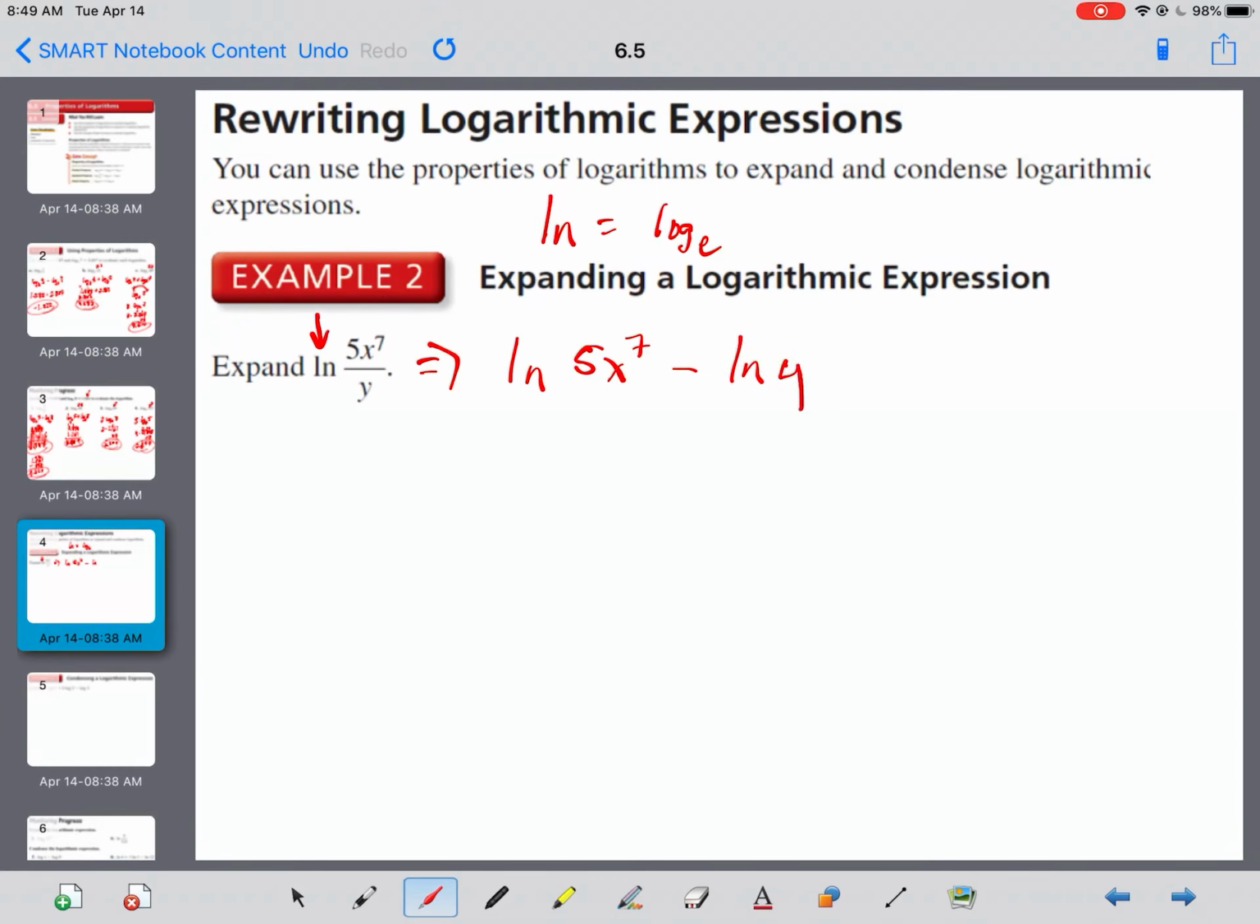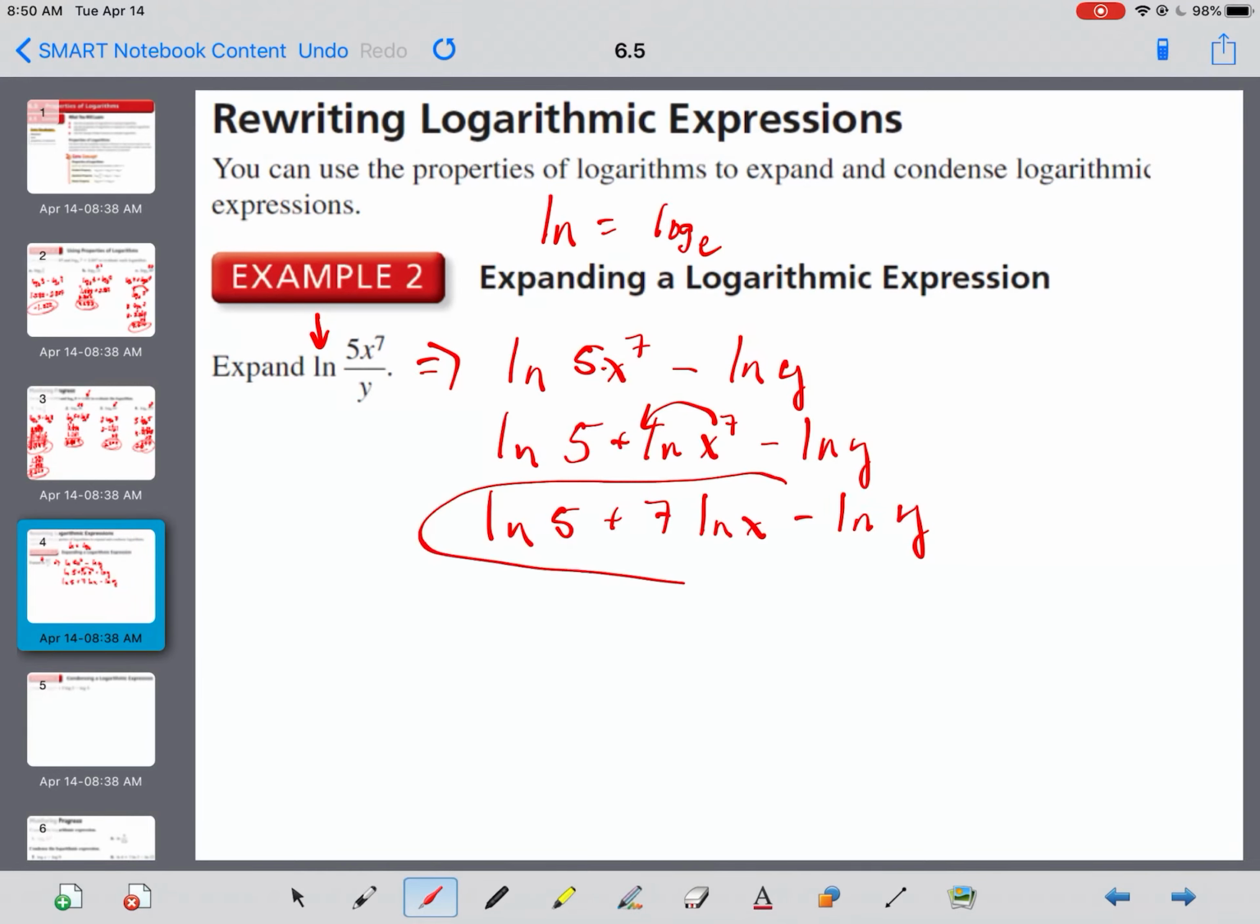So starting out, we can turn this into ln of 5x to the 7th minus ln of y. That division piece, that biggest piece, goes first. Now everything that's in the top can separate. That's a multiply. So we get ln of 5 plus ln of x to the 7th, minus ln of y. And then we can bring that 7 out in front. So we get ln of 5 plus 7 ln of x minus ln of y. And that's as expanded as we can get.